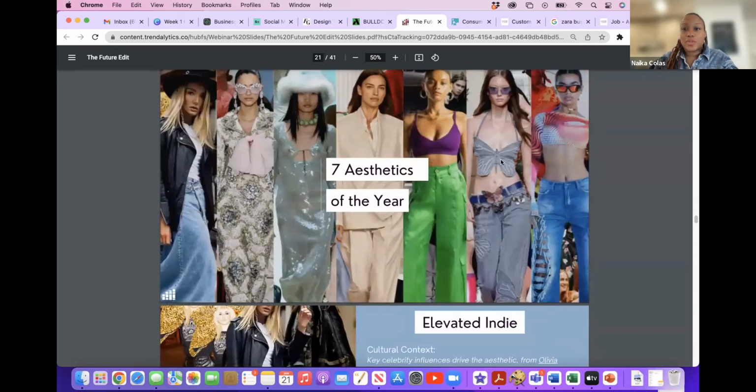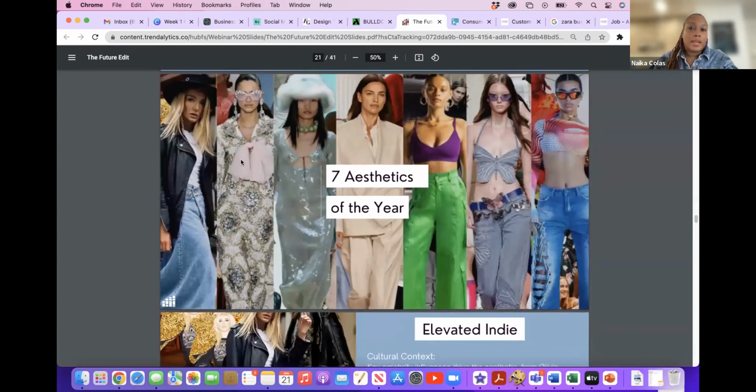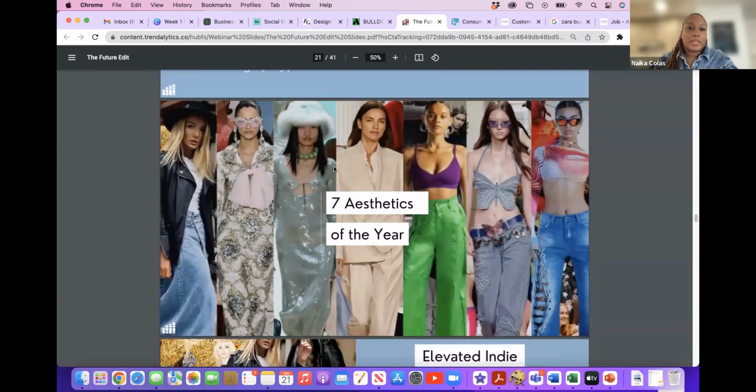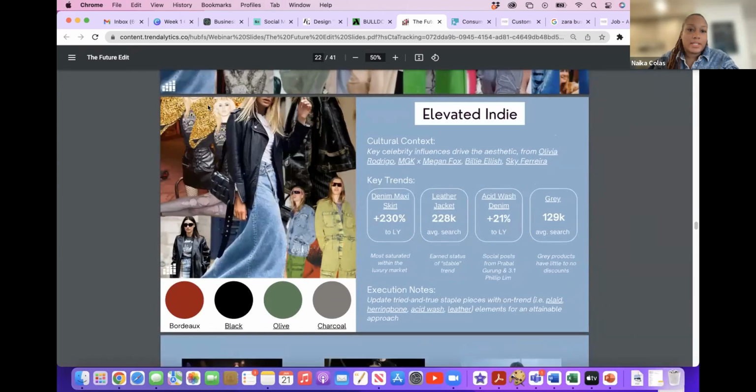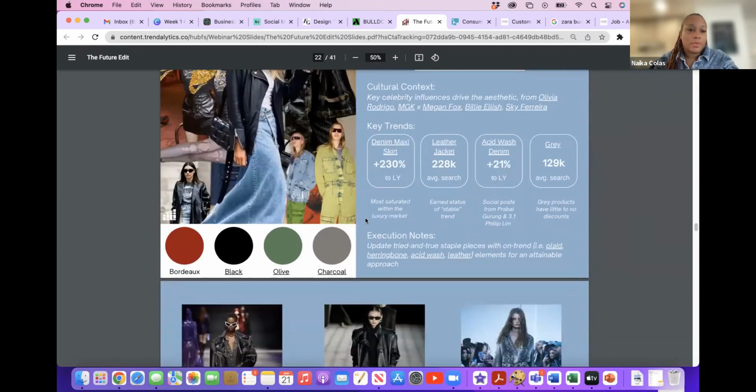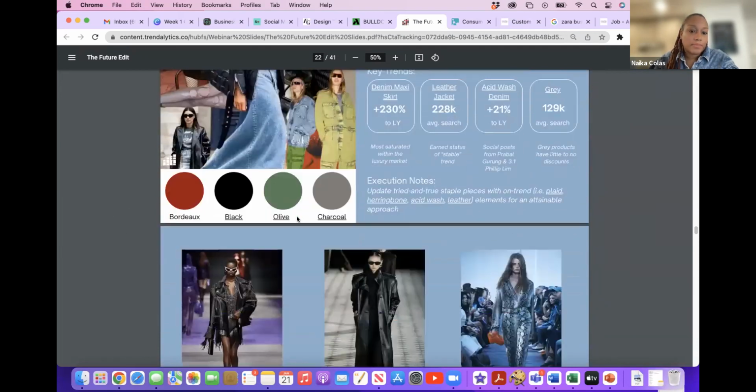And all of this is just trends that they pulled from. And how are they pulling these trends? They're going on Google Analytics to see what are people typing in. They're going on Bing, they're going on different search engines to see what our consumers in the US or globally are looking for. And this is what they're looking for. They're looking for these colors and these pieces. Elevated indie, again, the acid wash is really big, especially in gray. These are the colors that maybe you want to include in your fall, winter.